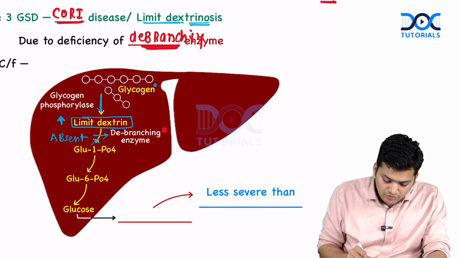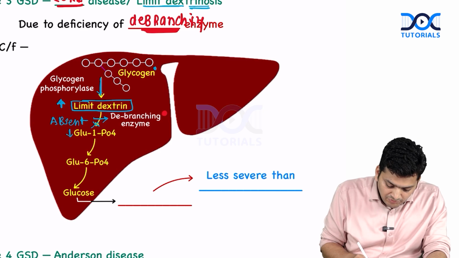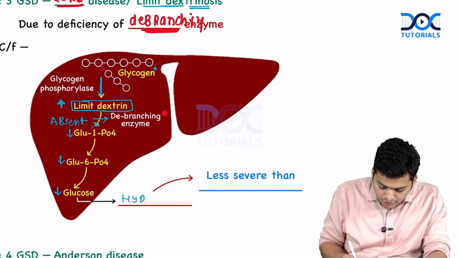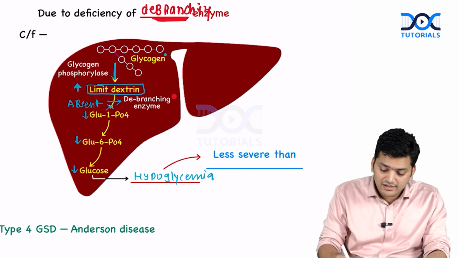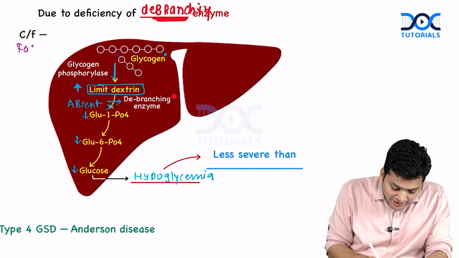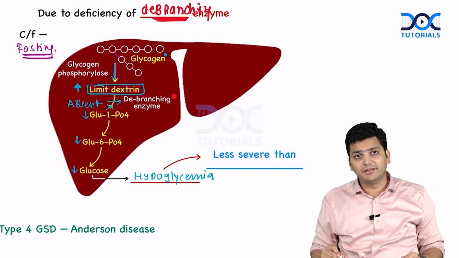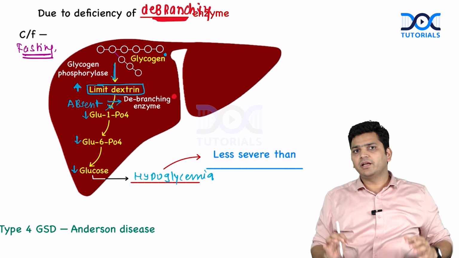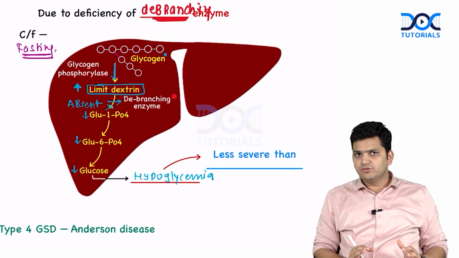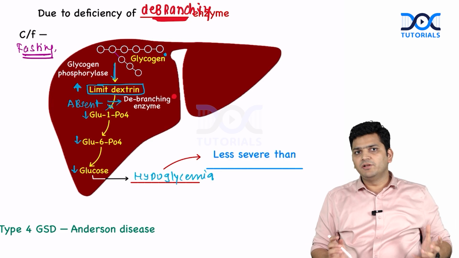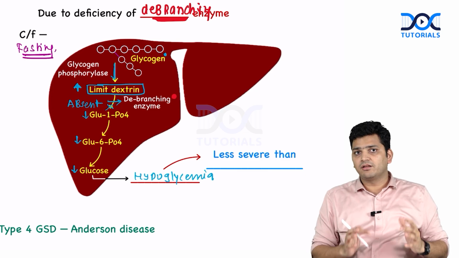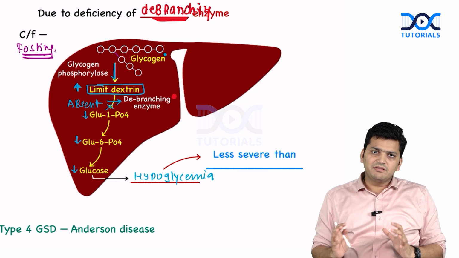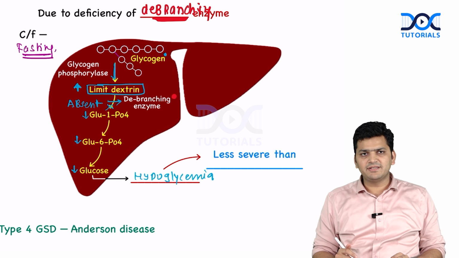And because we are unable to cut it, glucose 1 phosphate will be less, glucose 6 phosphate will be less, and glucose will be less. Eventually the patient is going to develop hypoglycemia. When the child is in the fasting state and tries to cut the glycogen, it will not be cut properly. It's not that the glycogen will not be cut at all. Some molecules of glycogen will be cut, but some will be stuck at the branching point. So the patient may have hypoglycemia, but not very severe.